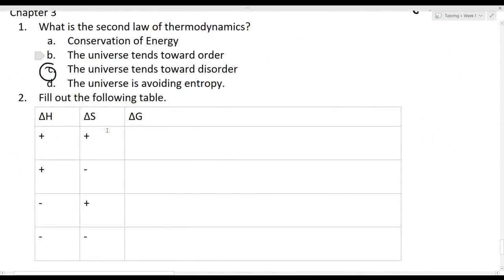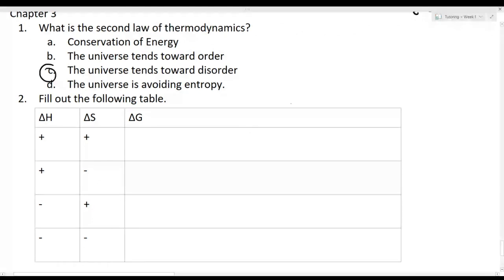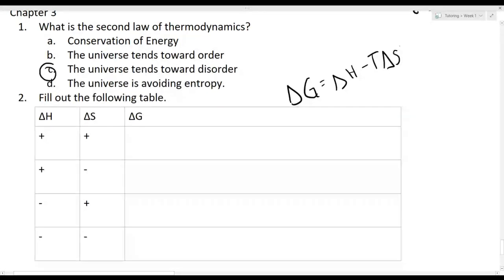Number 2. So I'm going to go draw this or write this formula out up here. So the formula that we've used in the past is delta G is equal to delta H minus T delta S. Okay.